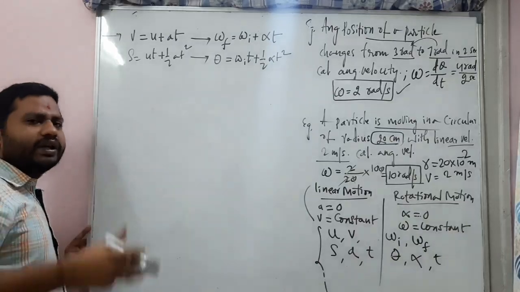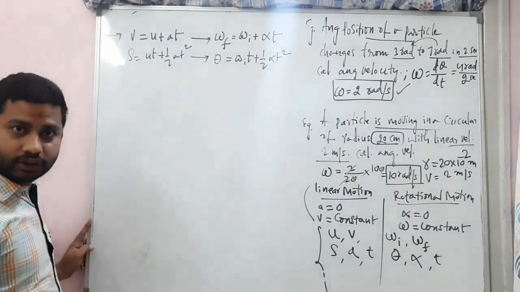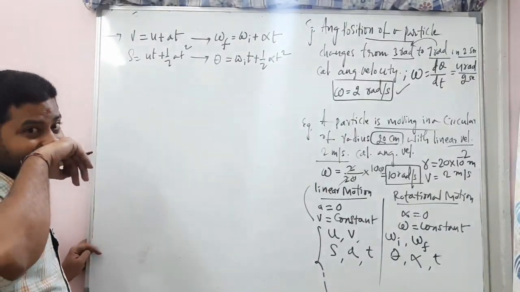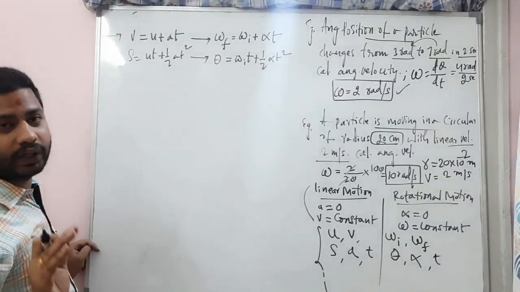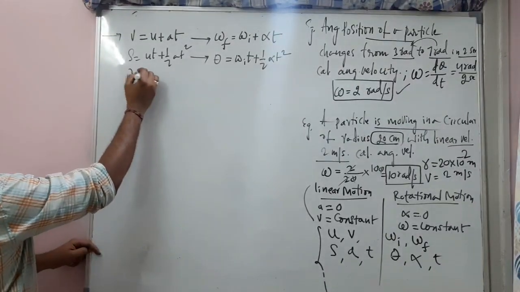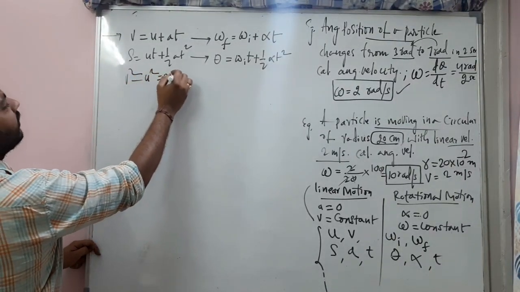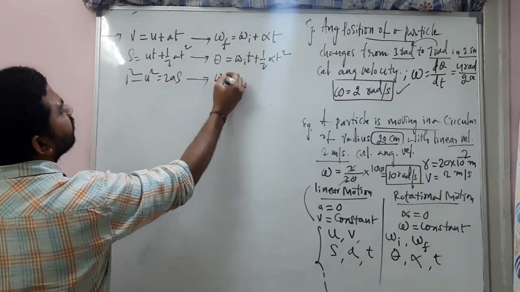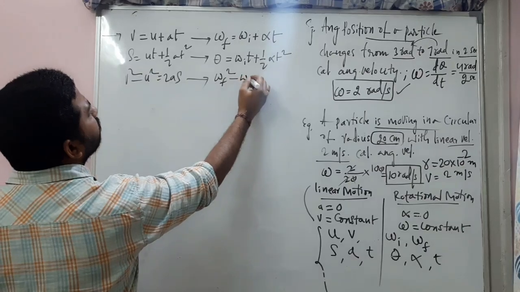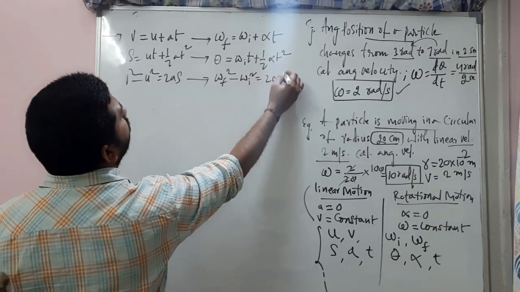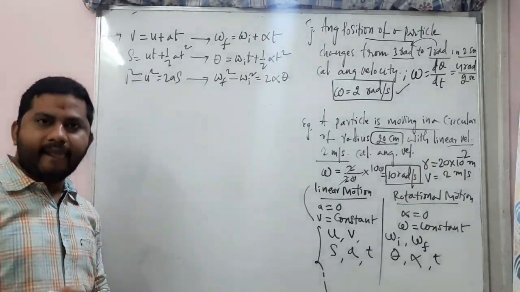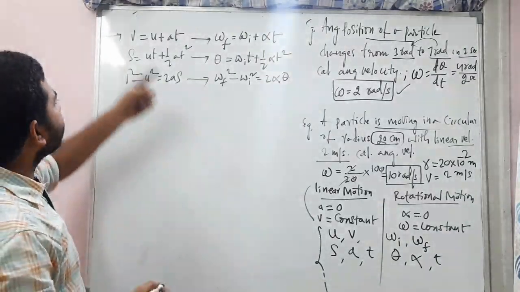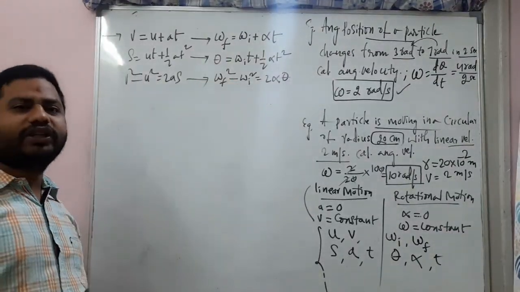These we have already discussed. In this chapter also it comes, in motion in a plane also it comes, right? So you should understand the importance of this. And now v square minus u square is equal to 2as, and this can be written as omega f square minus omega i square is equal to 2 alpha theta. So this is how the equations of motion can be written.